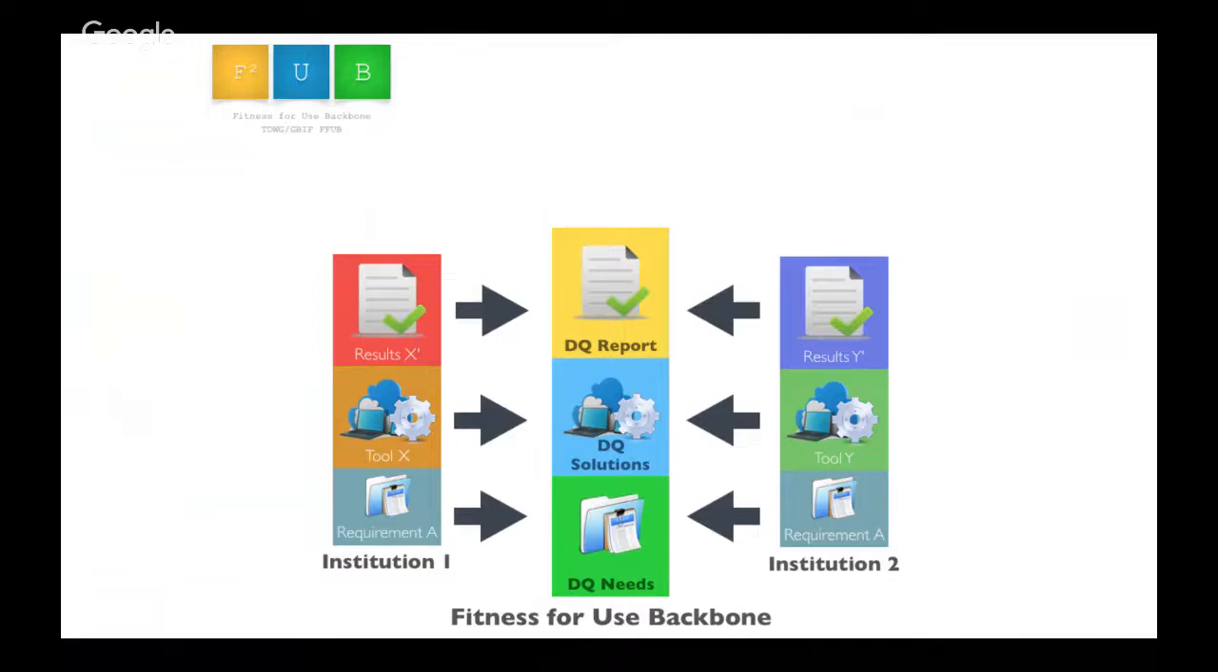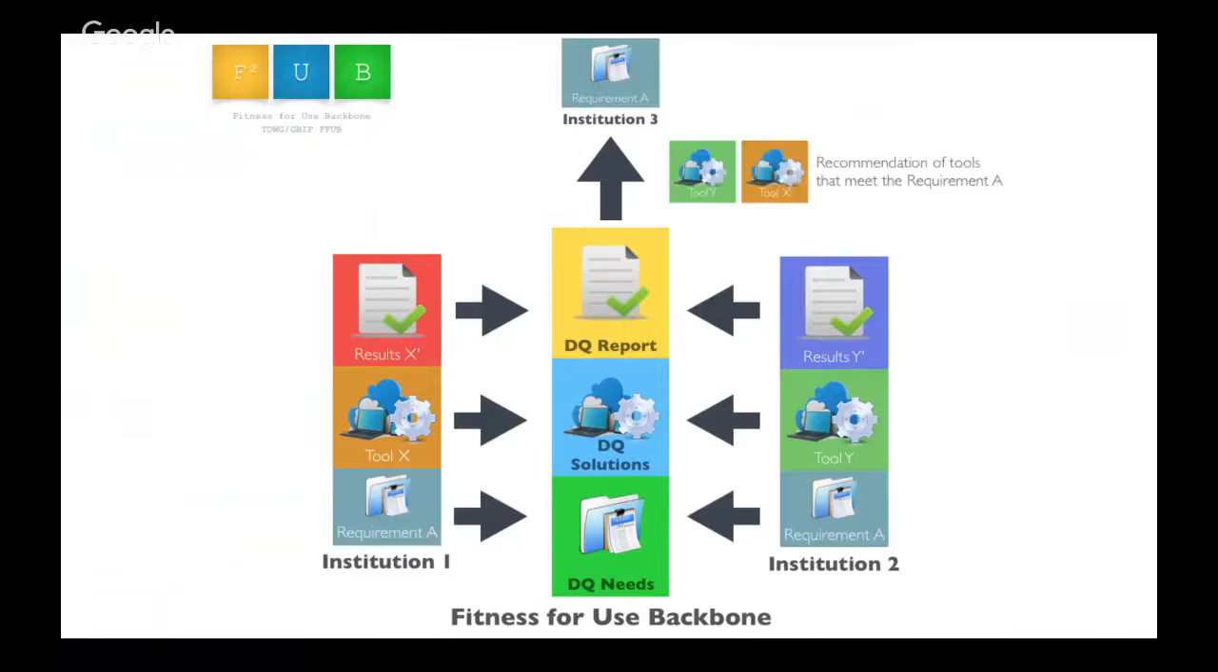Okay. So, for example, let's say we have a third institution that has the same need, requirement A. This institution doesn't need to implement a new tool. It can consult this backbone, and this backbone will say, okay, you can use tool X or tool Y to solve this problem. You don't have to implement another tool. Okay, so this is a way that this conceptual framework can advance in the future.